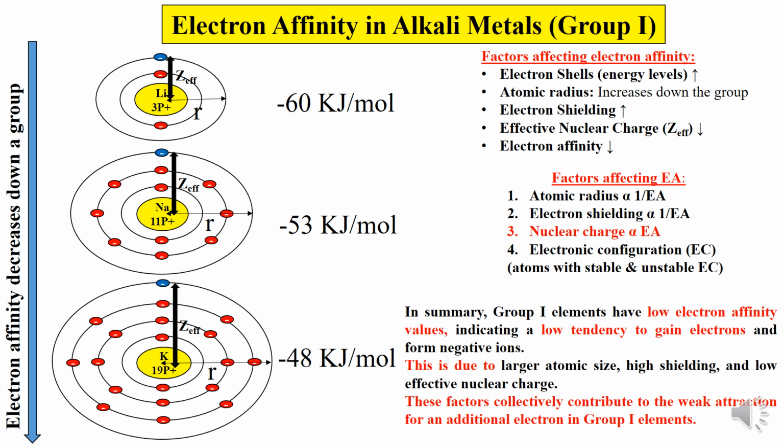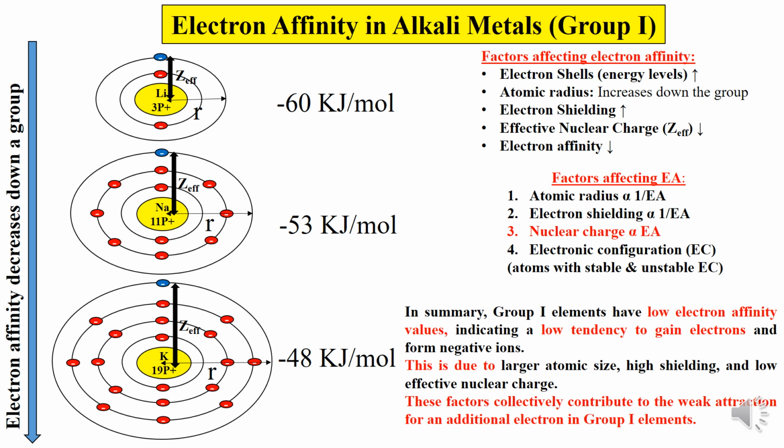And these are some of the general factors affecting electron affinity. That is, atomic radius is inversely proportional to electron affinity. Electron shielding is inversely proportional to electron affinity. Nuclear charge is directly proportional to electron affinity. Electronic configuration. I would like to add a brief note on this important factor, that is electron configuration. Remember, atoms with stable electronic configuration will never accept the electron easily because they are already stable. They don't need an additional electron. Whereas atoms with unstable electronic configuration have a tendency to gain the electron. Why? Because they need an electron to increase the stability of the atom.